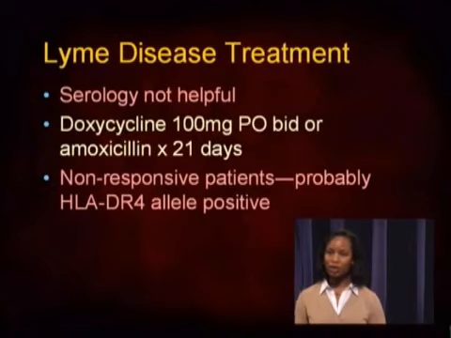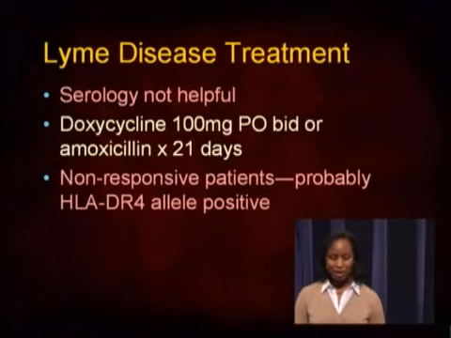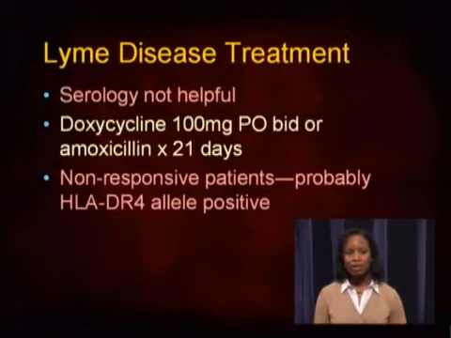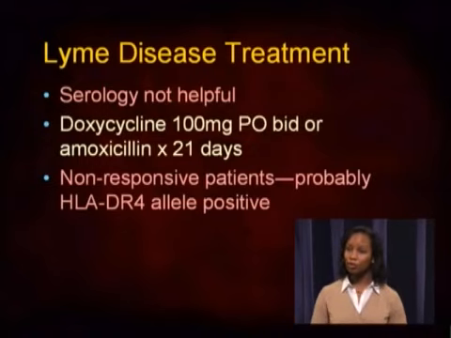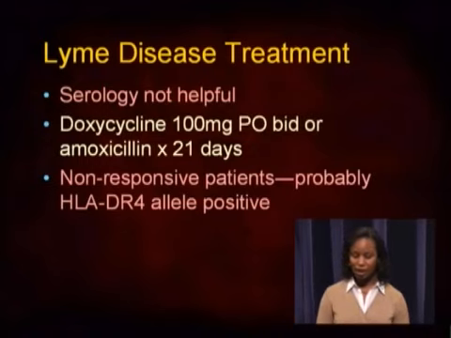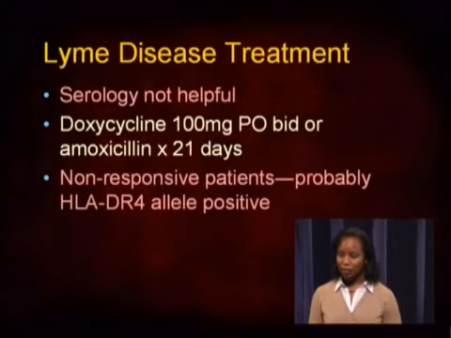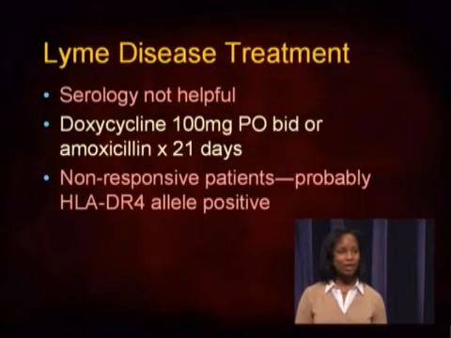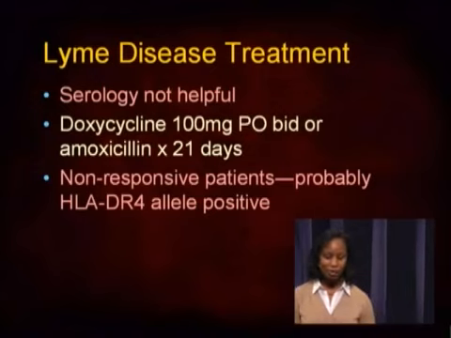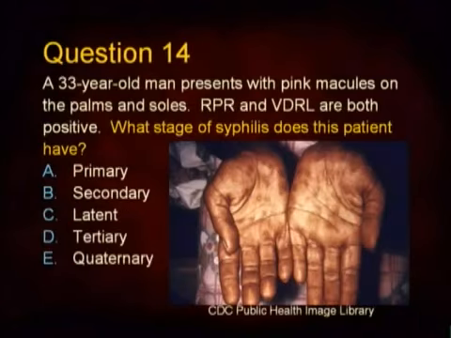In terms of treatment for Lyme disease, a lot of times the serology is not readily available. It can take a long time to get back, and so when you see a patient with erythema migrans, it's not unreasonable to go ahead and get started. Doxycycline is used most frequently, and in patients who don't respond to appropriate treatment, you might look for the HLA-DR4 allele, because that's the circumstance where you would see that.